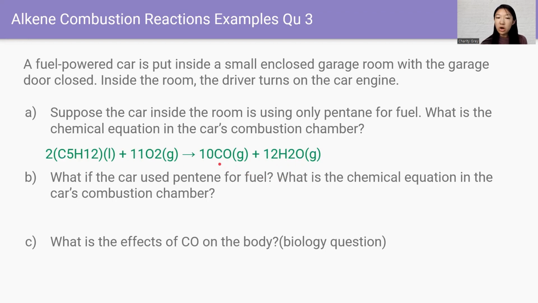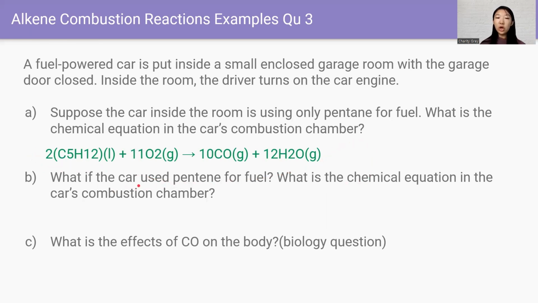So why did we choose CO instead of CO2? Because we are in a small enclosed garage room. That tells you that we are not able to have excess oxygen. We are inside a limited space, and so that actually causes us to produce CO instead of CO2. Now that we have our reactants and products, we can start balancing the equation. Once you do the math, this is the completed balanced equation.